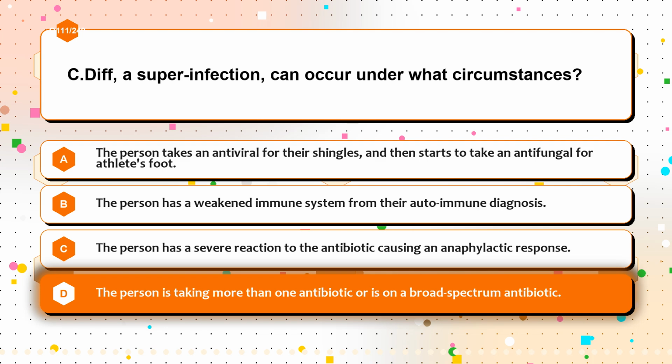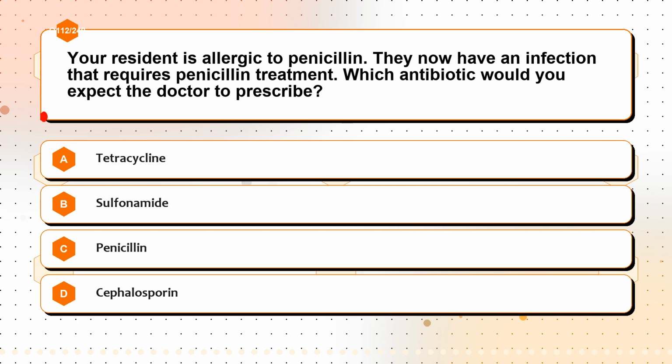The correct answer is option D, the person is taking more than one antibiotic or is on a broad-spectrum antibiotic. Question 112. Your resident is allergic to penicillin. They now have an infection that requires penicillin treatment. Which antibiotic would you expect the doctor to prescribe?